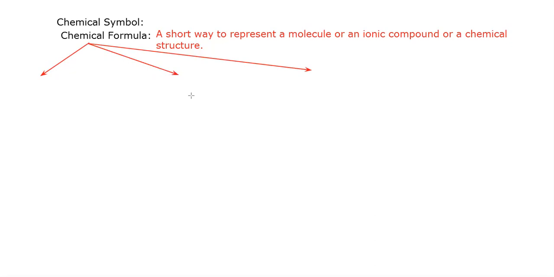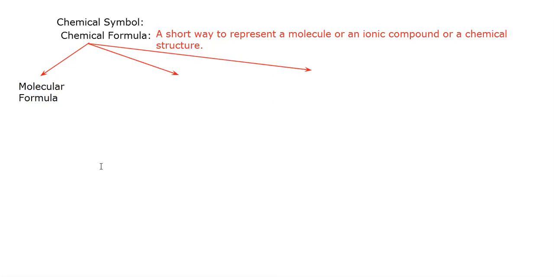Let's suppose I'm just going to give you one example. The first type of chemical formula is called molecular formula. This is the first type of chemical formula, the molecular formula. Basically, it is a type of chemical formula which represents a molecule.